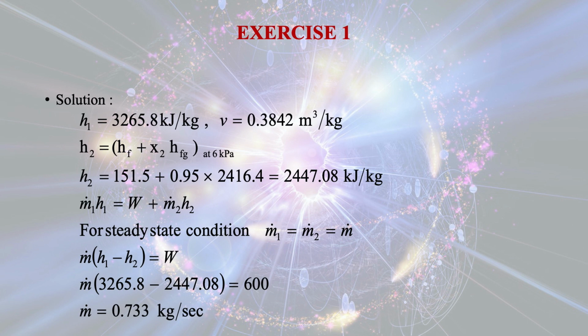Now dear learners, you see we know h1, we have already calculated h2, and W dot is given for this particular problem, that is 600 kilowatt. So put the values of h1, h2 and W dot. You can calculate the rate of mass entering into the turbine. That comes out to be, for this numerical, 0.733 kg per second. So this is the final answer for this numerical.